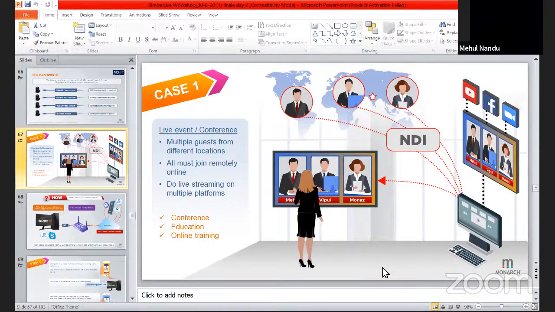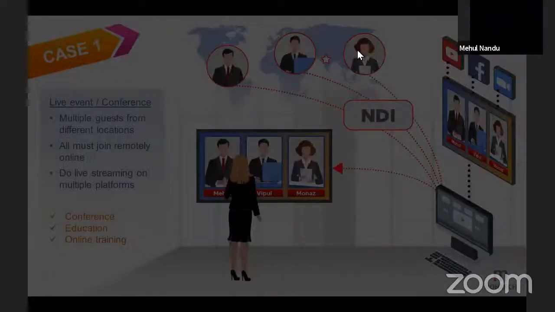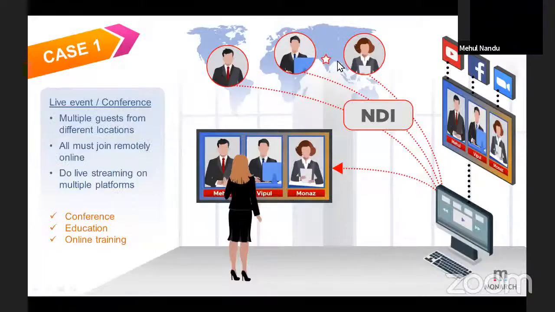Last Sunday we gave the demo for case number 1. I have different locations, different guests, basically. All these guests come in through NDI into Simba. How do they come? Through an internet connection and go over here. So this is very clear.